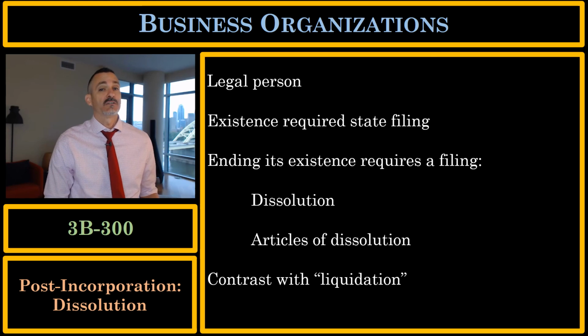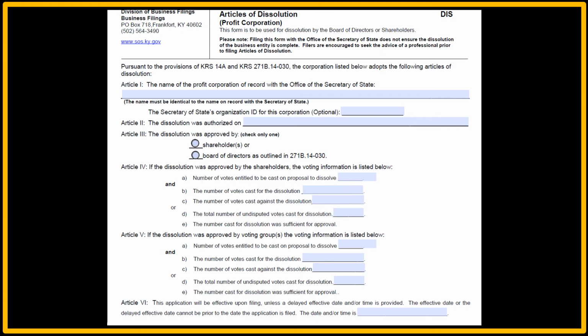So dissolution is ending the legal existence. Liquidation is actually the process of selling off the assets of the corporation and paying off the creditors. Whatever is left over, that goes to the shareholders. That's the residual. And this is the form that you would use if you were dissolving your corporation in Kentucky.